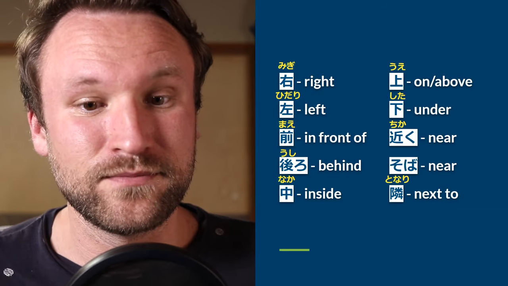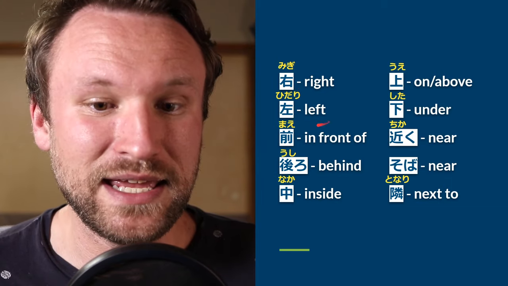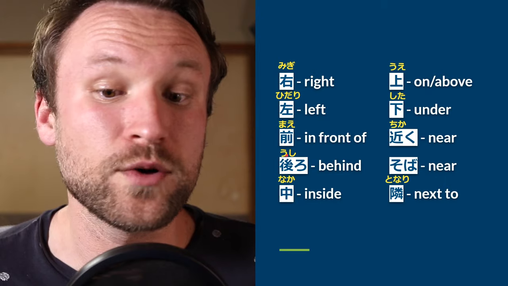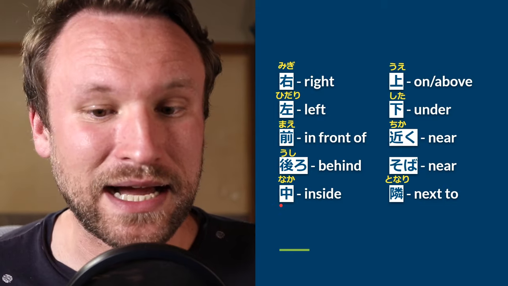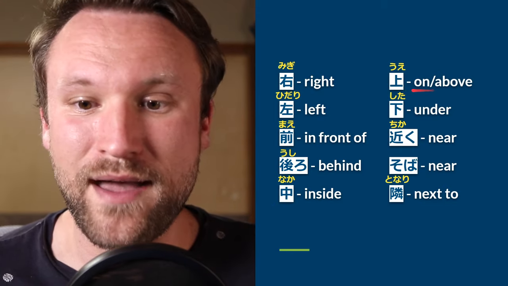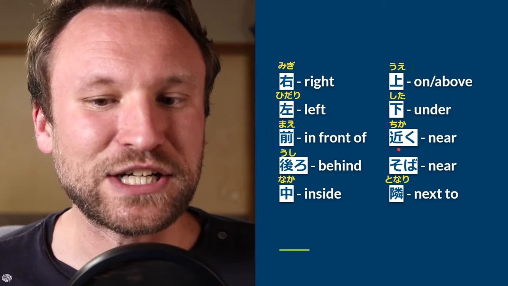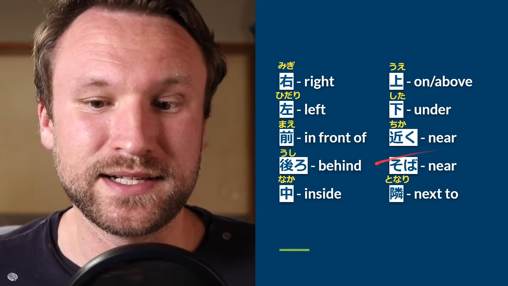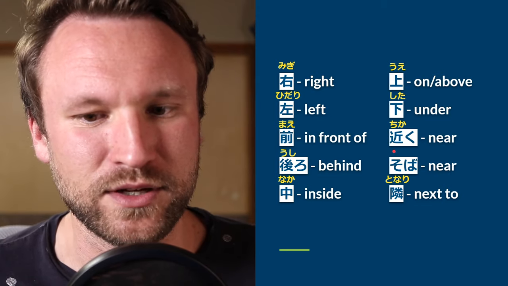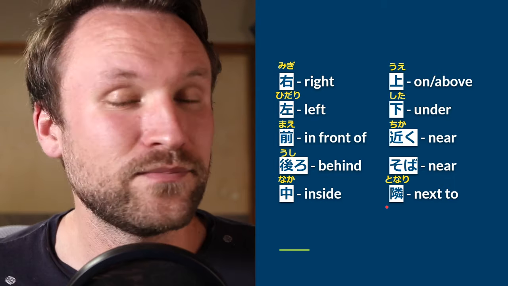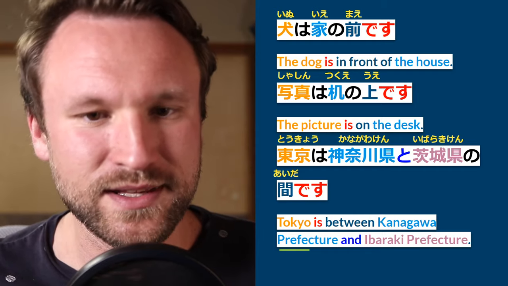So here are the words we're going to be using today, or that you will be taught in Genki for using as location words. They are migi, which is right, hidari, left, mae, in front of or before, ushiro, behind, naka, inside, ue, on or above, shita, under or beneath, chikaku, near, close to, and soba, near. Soba and chikaku are actually very similar in their meaning. Tonari, next to.